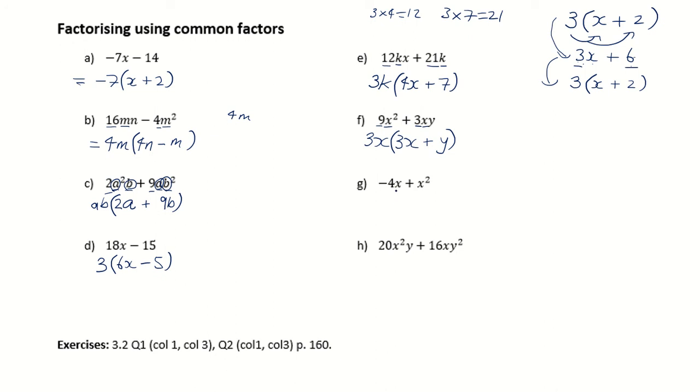So G, what do they have in common? No numbers in common. So all they have in common is the x. So we can take out a common factor of x. Now, I'm going to flip the order on this. So in order to get x squared, we're going to do x times x. And in order to get negative 4x, we're going to multiply x by negative 4.